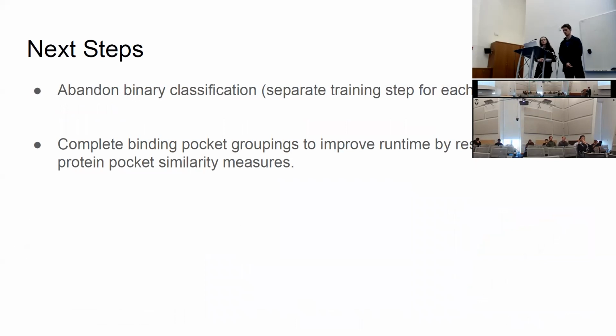So the next steps would probably be to abandon the binary classification. The current graph model required a separate binary classifier to be trained for every single ADR node within the graph. It was really costly, very computationally heavy. So there has been some work in the field of knowledge graph completion, abandoning these individual binary classifications.